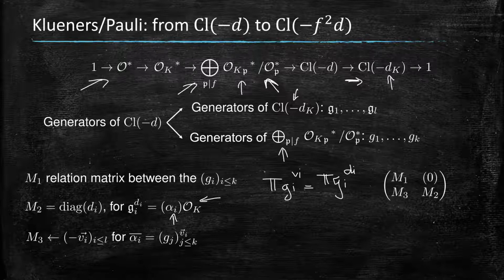And so if we negate that and bring it to this side, then what we get is a relation. So we get that the product of the gi to the di times the product of gi to the minus vi is a relation. And these are the rows here. So we put the di's here and the minus vi's there, and this gives us another batch of relations. Altogether, they give us a generating set of all our relations.